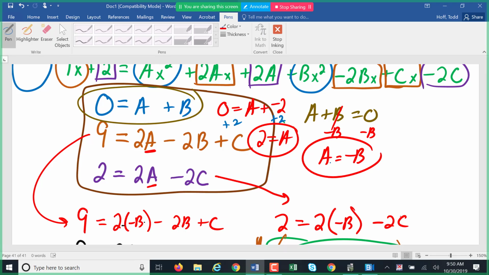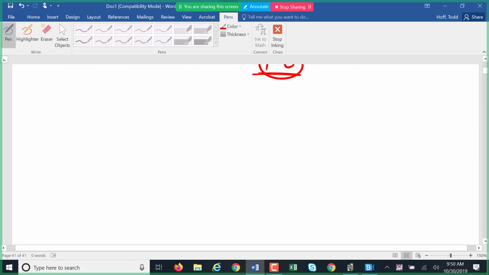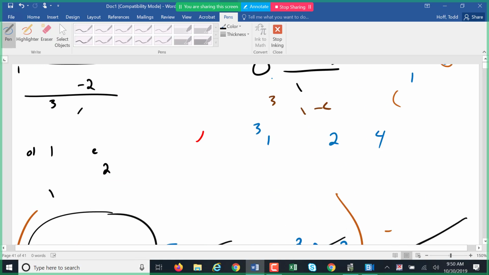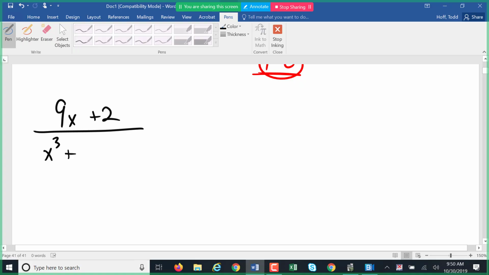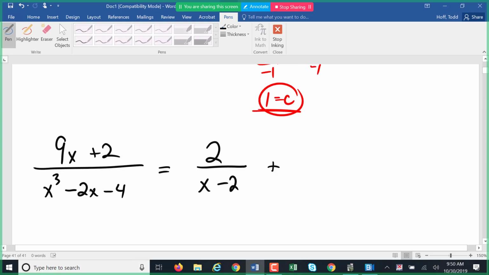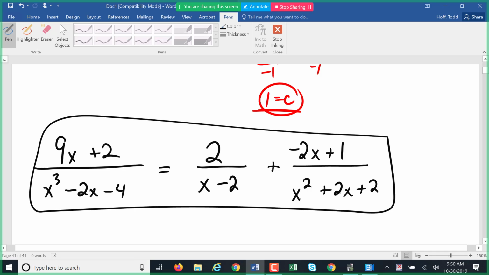So that tells us our partial fraction decomposition. For 9x plus 2 over x to the third minus 2x minus 4, it is a equals 2 over x minus 2, plus b was negative 2, so it's negative 2x, c is 1, so plus 1, over the x squared plus 2x plus 2. So there's our partial fraction decomposition.